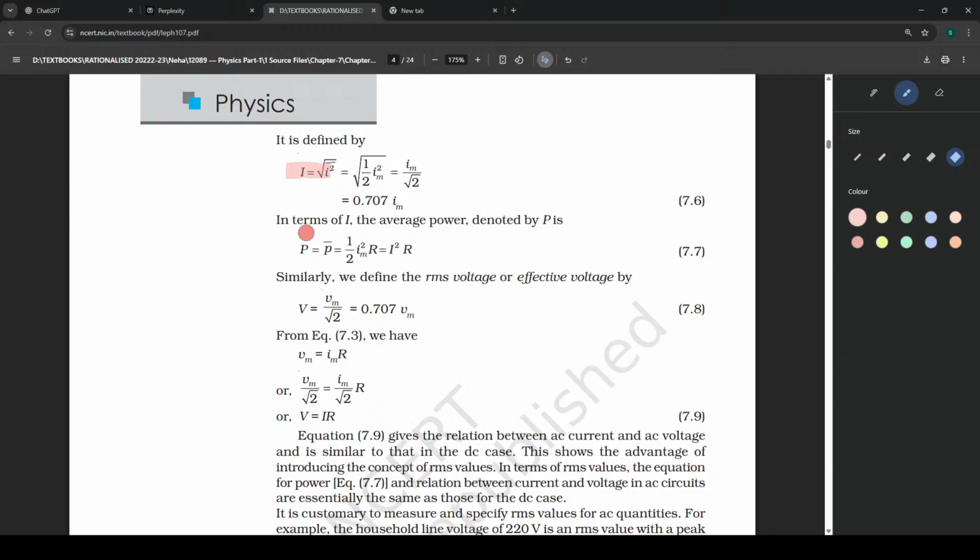Now I is defined by basically dividing by root 2. As I said before, we just divide the peak value by root 2, and we will get the IRMS value. In terms of I, the average power P average, which is equal to 1 by 2 Im square R, we can write as I square R.